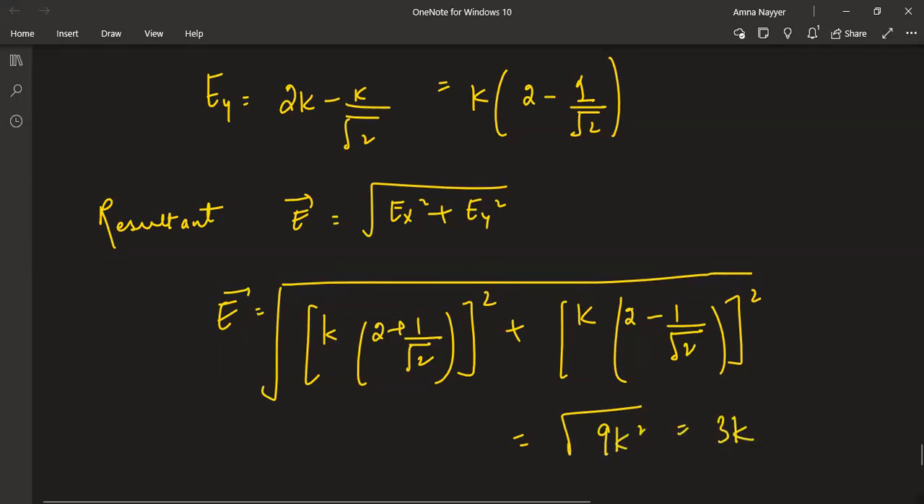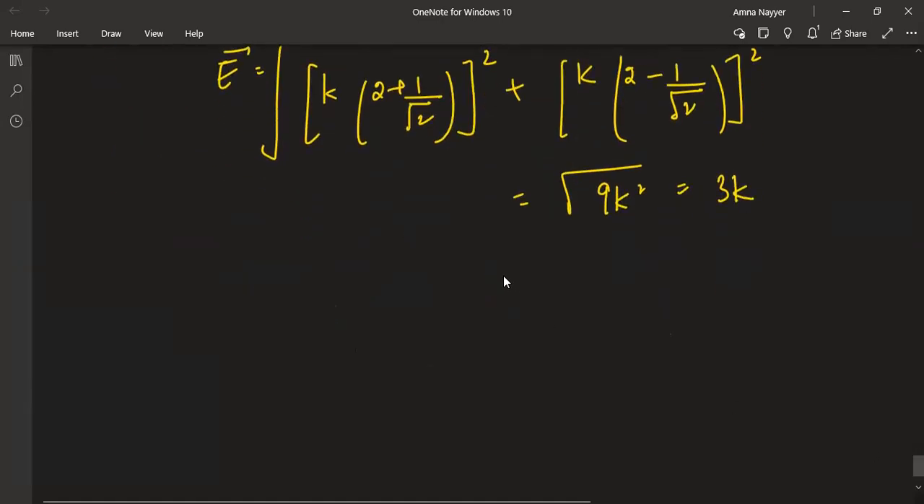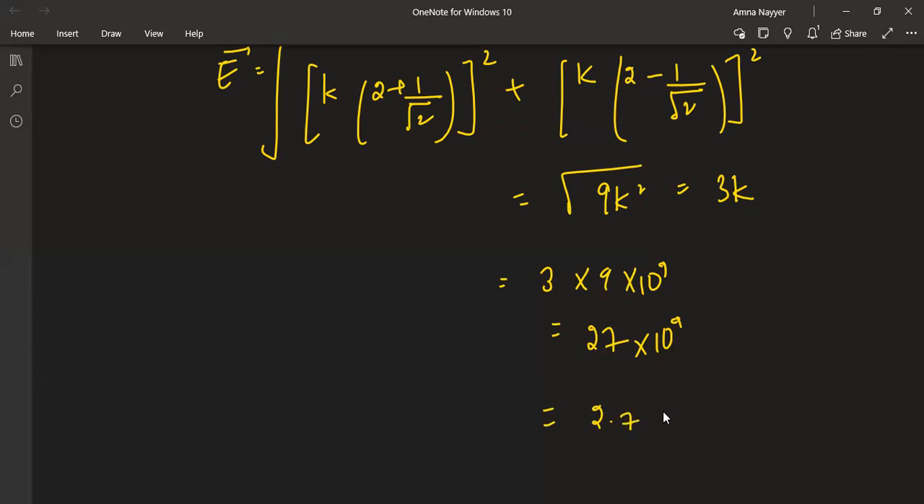Now value of 3K, you already know. So yes, Hamza, your answer was right. It will be 27 only, or what? 3 into 9 into 10 to the power 9 is there. So that becomes 27 into 10 to the power 9. Look, Hamza, till here you were right. 27 into 10 to the power 9. You wrote 27 into 10 to the power 10. So if you're writing 10 to the power 10, then put 2.7 into 10 to the power 10. Fine, this much of Newton per coulomb. This is the resultant answer.